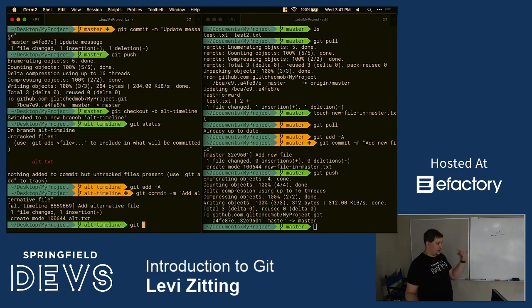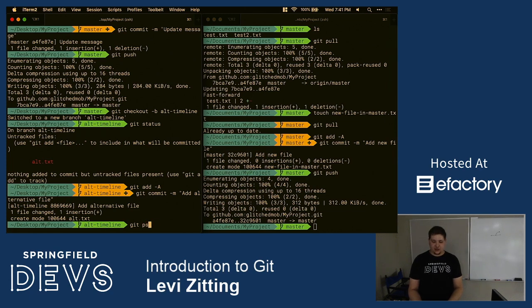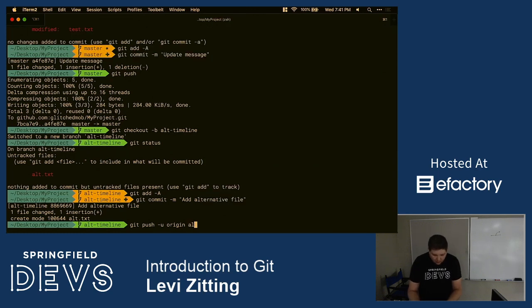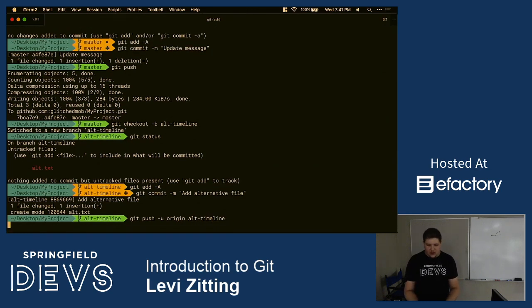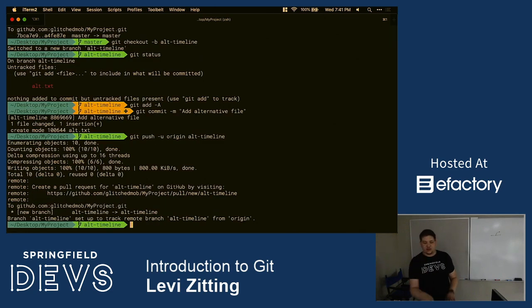Let's say I want to push that commit I made to the alt timeline here. I'm also going to get rid of this one so it's an actual representation of what we're working on. I'm going to say git push -u origin alt timeline. This might get a little hard to see. Now you only have to do this -u origin and then the name of the branch. That's what the git -u origin master was doing.